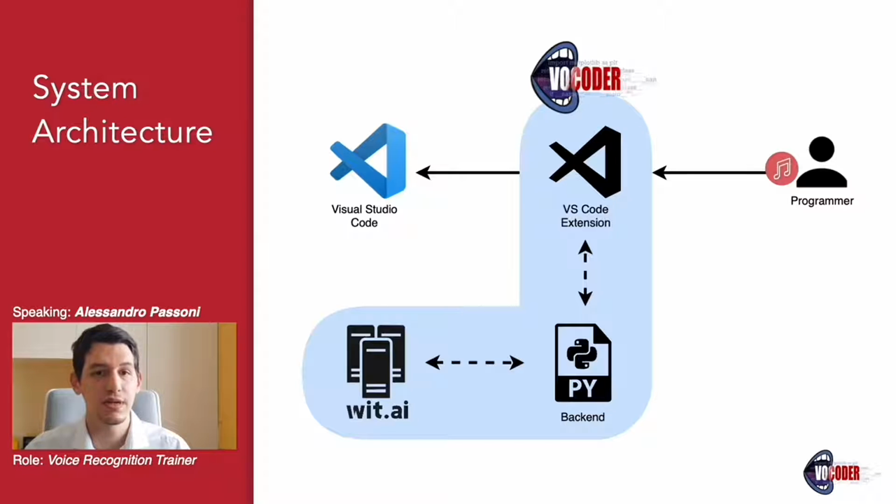The user inputs a voice command through the extension. This is forwarded through the backend to wit.ai that performs the voice recognition, returning an interpreted command to the backend. The backend parses the received command, returning either a code block to be written on the editor or an action to be performed.